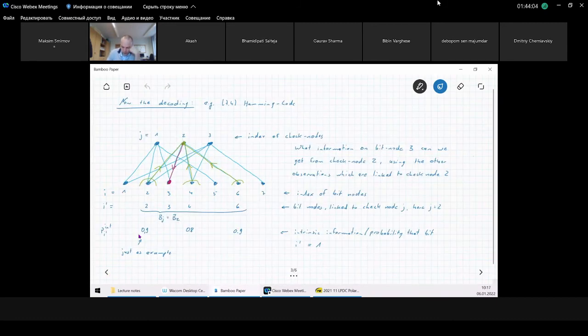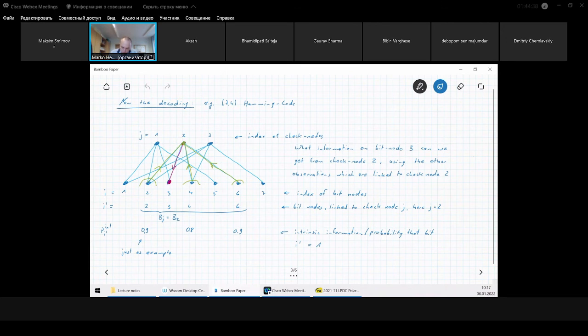Well, now notice that, of course, we do not only get information on our bit node 3 from check node 2, but we will also get some information from check node 1. We're using bits 1, 2, and 5. We can also get some extrinsic information on bit 3. So we also need to consider what information we can extract along bit node 1. And at the end, we will bring it together here.